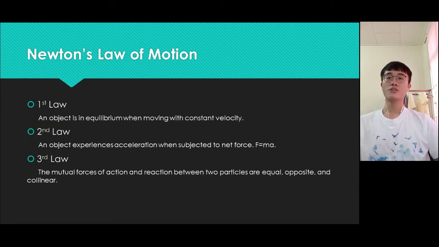Now, let's look at Newton's laws of motion. The first law states that an object is in equilibrium when moving with constant velocity. The second law states that an object experiences acceleration when subjected to a net force, F equals ma. While the third law states that the mutual forces of action and reaction between two particles are equal, opposite, and collinear. For example, a 900 Newton person standing on the ground, the ground at the same time will also apply 900 Newton normal force to that person.